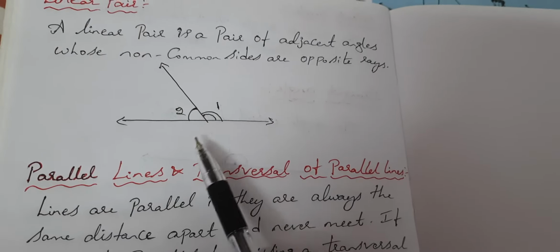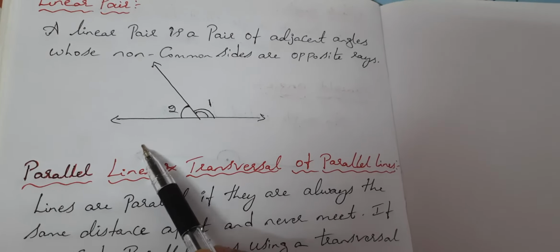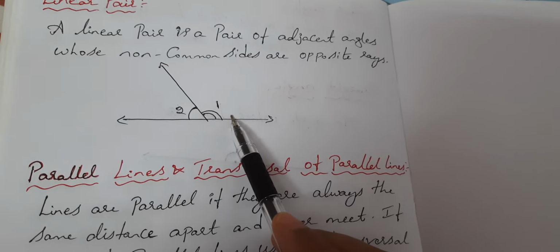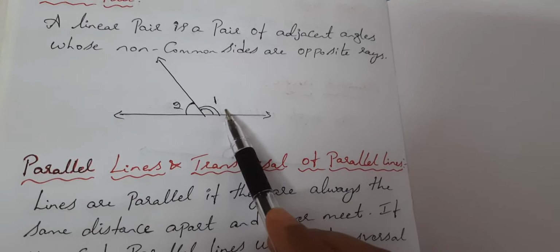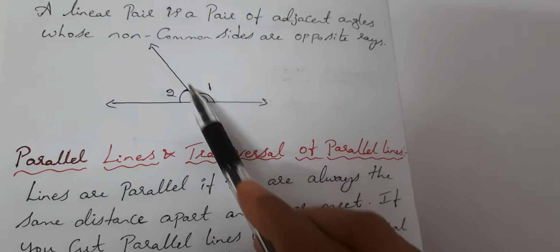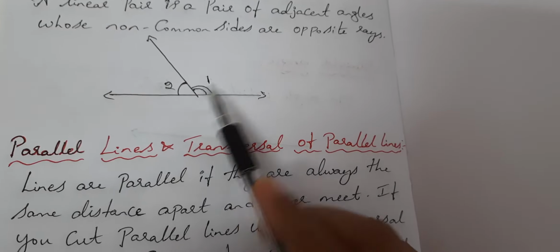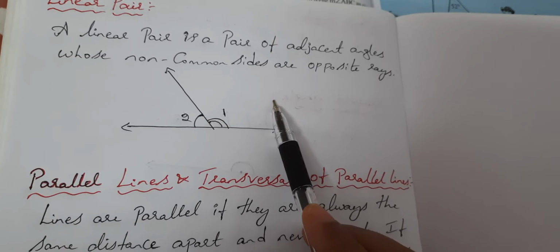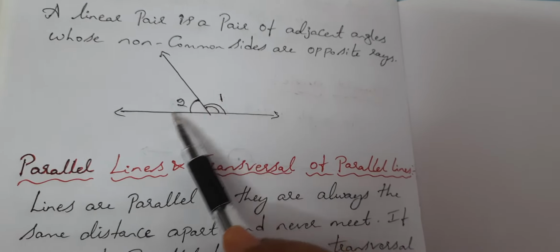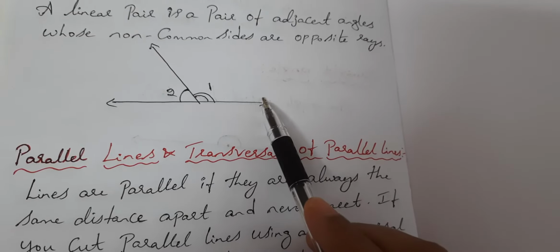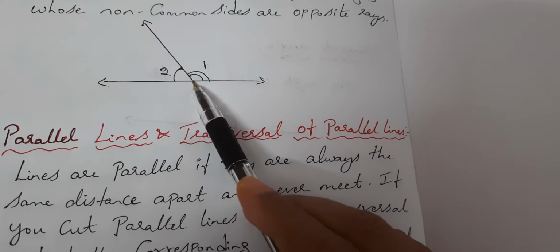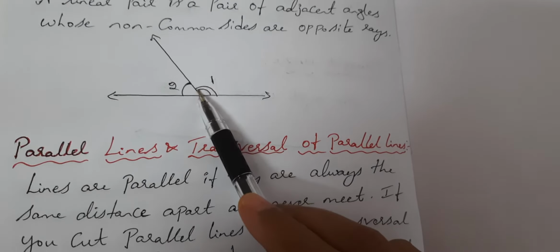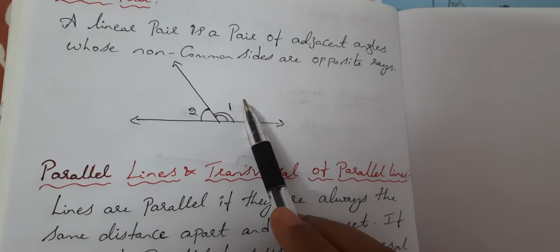Now here you see I have given you an example also. Here I have taken one line and then one more. Here we have kept 1 and 2. Here there are two angles. One angle is 1 and one angle is 2. Now what are they telling in the definition? Non-common sides are opposite rays. Sides means what? This side, this side, these are the sides. This middle is the vertex.